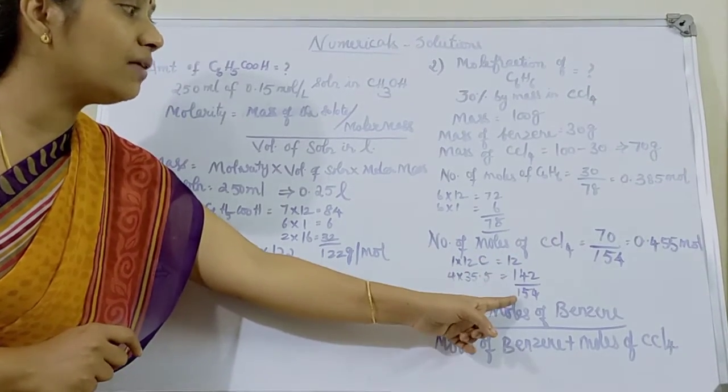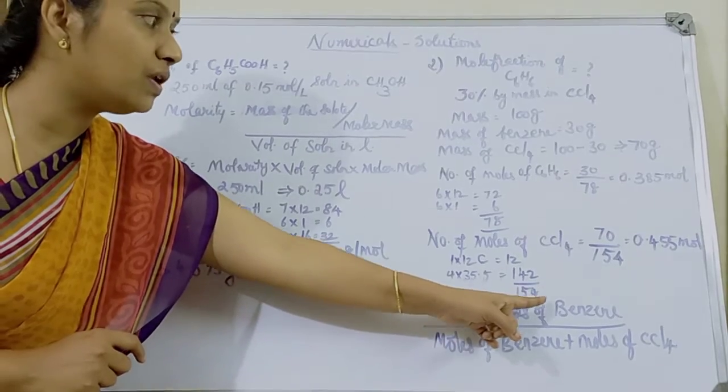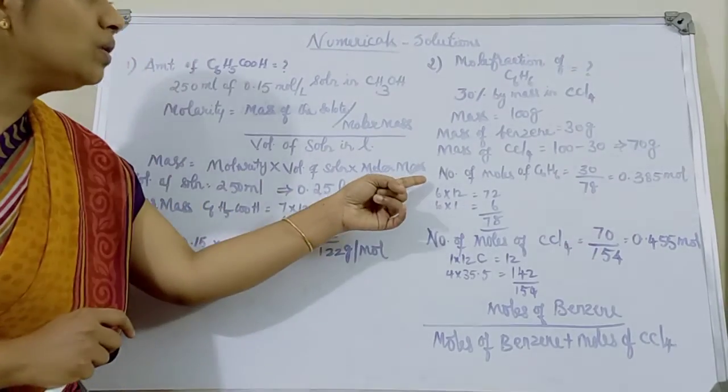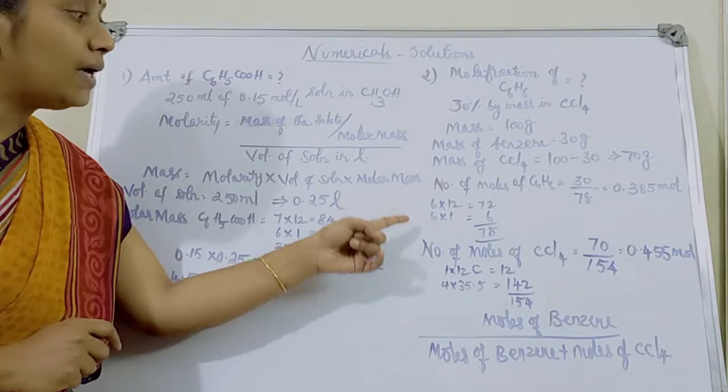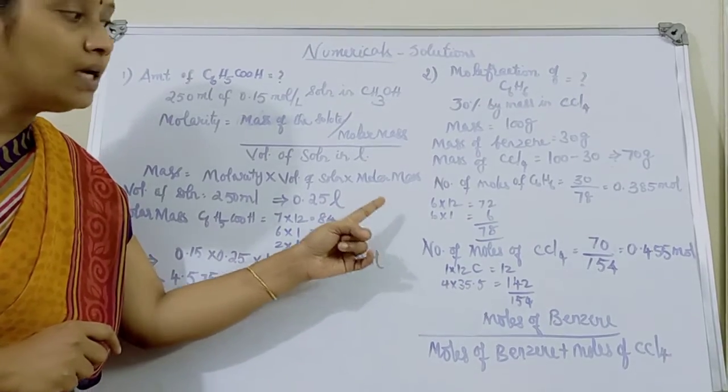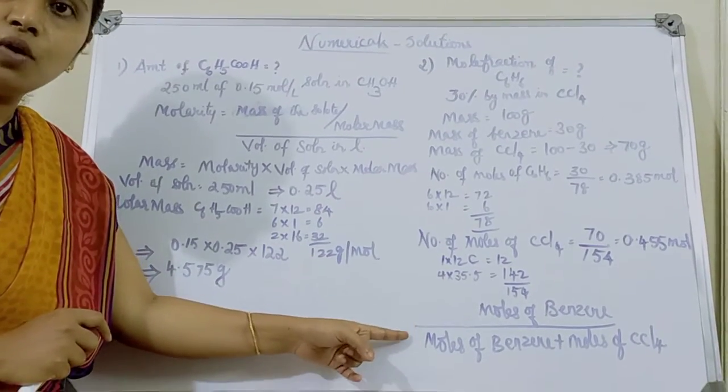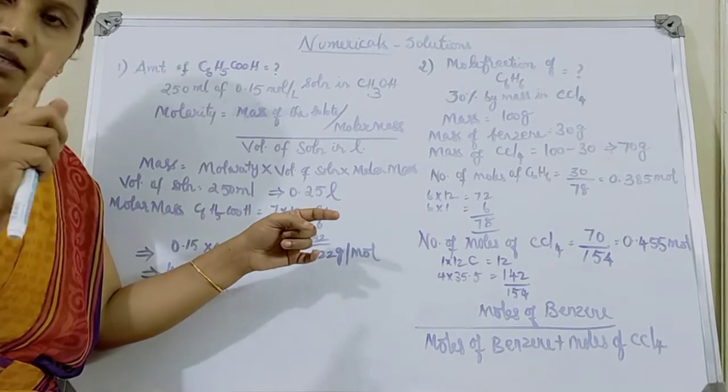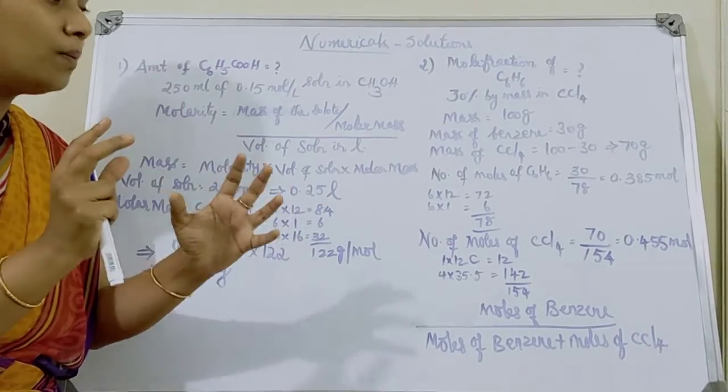When I sum up, I have got the molar mass as 154. So I know the number of moles of benzene. I know the number of moles of CCl4. Now substitute in the formula. What is the formula? Mole of component divided by number of moles of all the components.